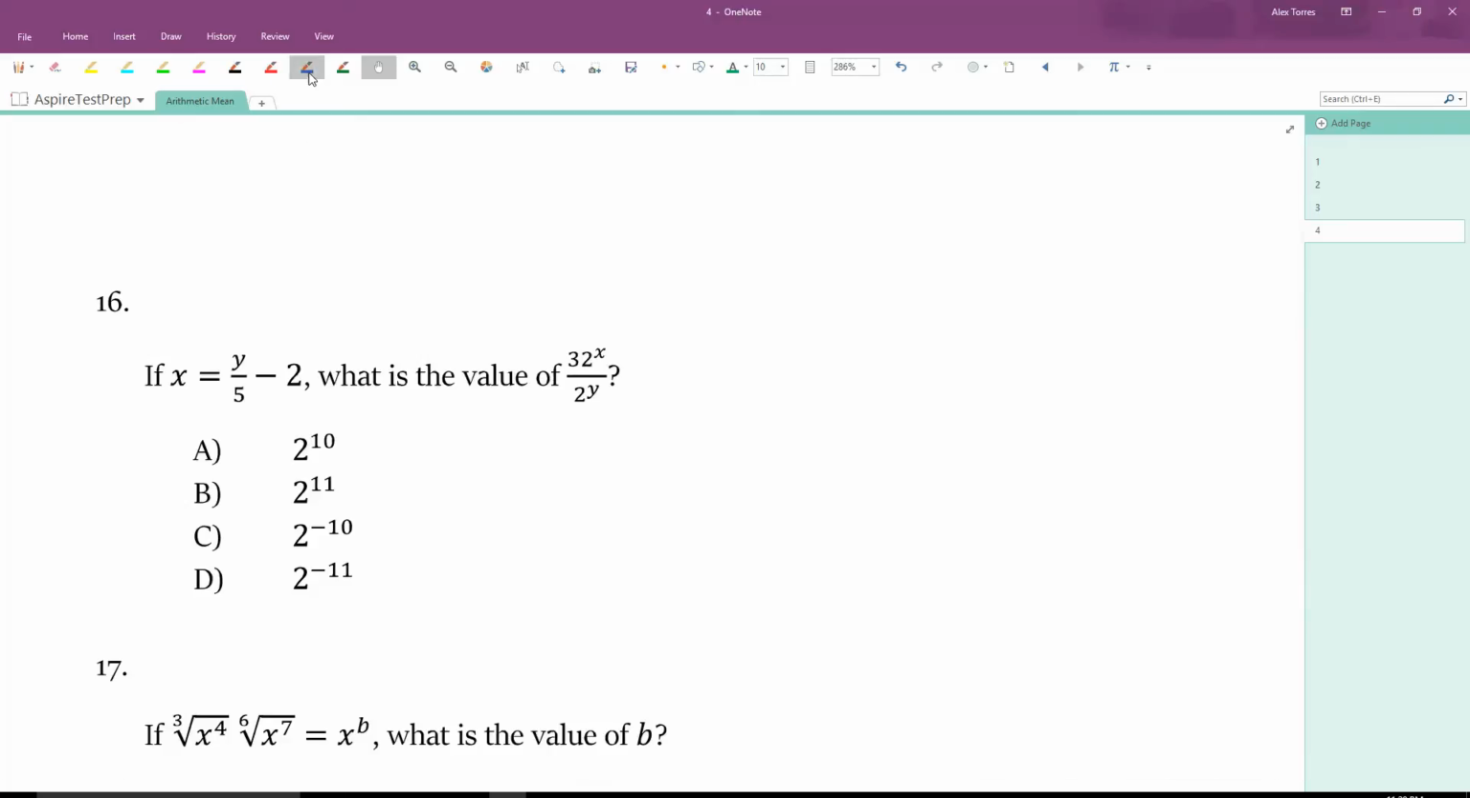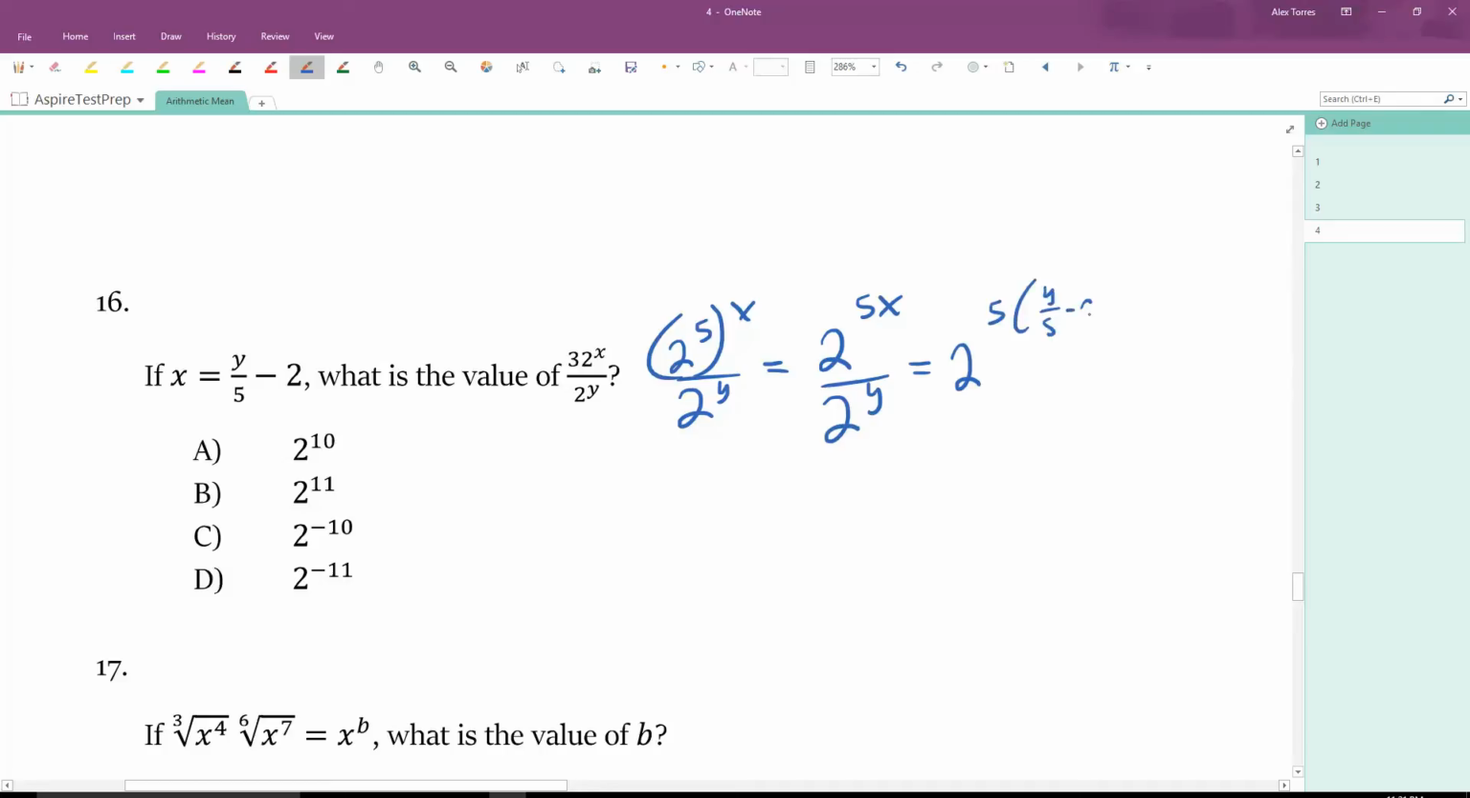Going over to number 16, 32 to the x over 2 to the y. So 32 is 2 to the 5th, and that's to the x over 2 to the y. So now we're multiplying the 5 and the x, so 2 to the 5x over 2 to the y. And x is equal to y over 5 minus 2, so that's 2 to the 5 times y over 5 minus 2, all over 2 to the y. So if we go ahead and just multiply first, since we happen to be here anyway, that's 2 to the y minus 10 all over 2 to the y.